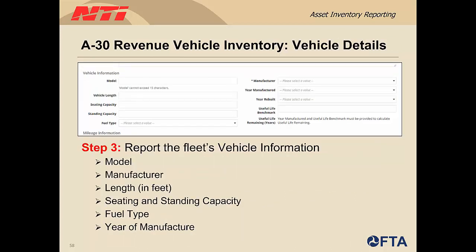The second section you will complete is for the fleet vehicle details. This will include the model and manufacturer, vehicle length, which should be reported in feet, seating and standing capacity, fuel type, and year of manufacture. Please note that the year of manufacture should represent the true year of manufacture and not the model year for the vehicles. Please note that model and manufacturer are only required in the urban module. Some of these requirements may be different for rural reporters.